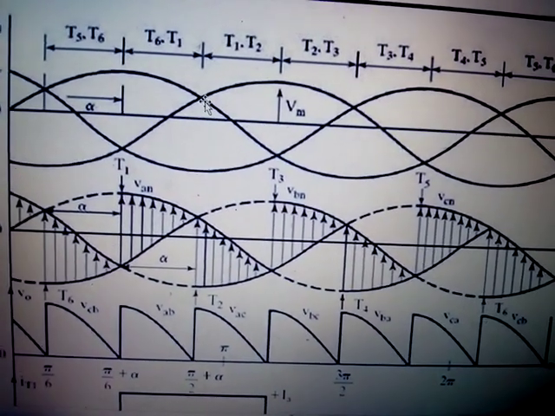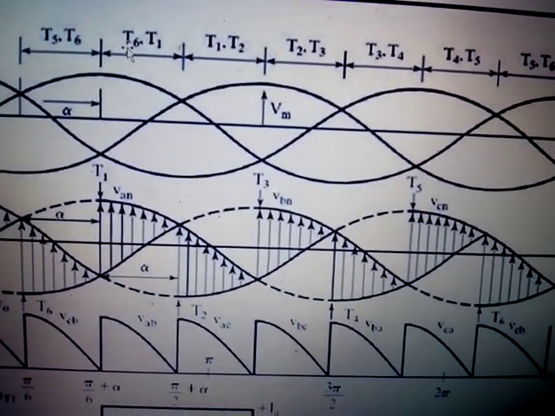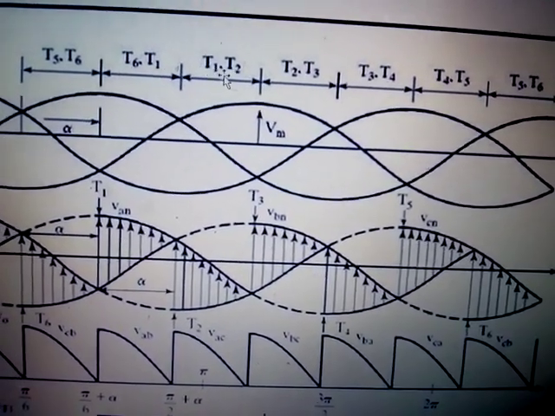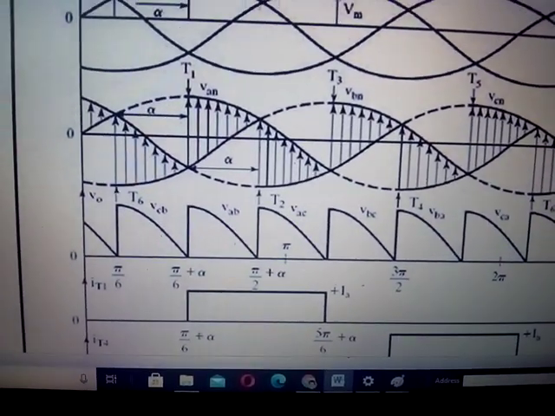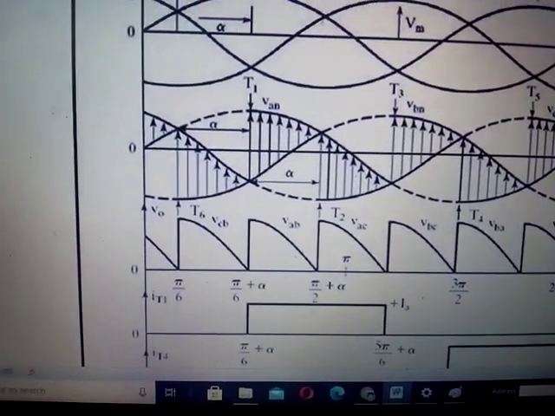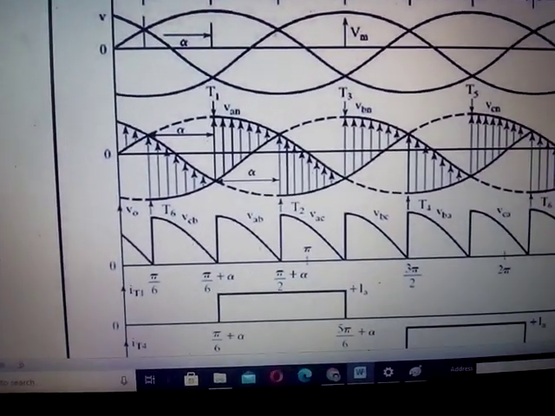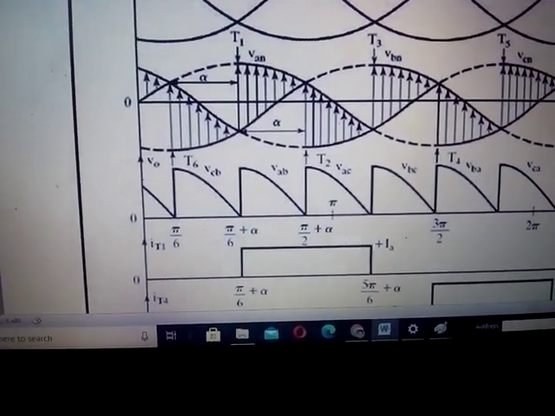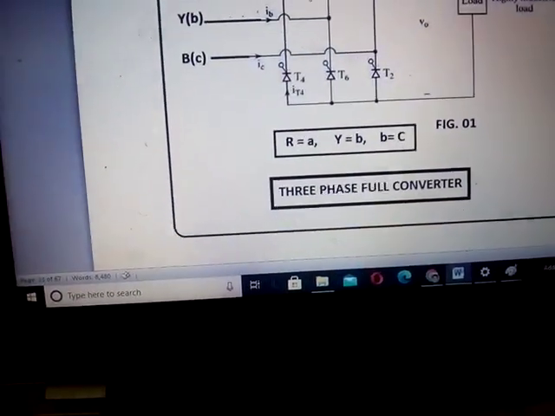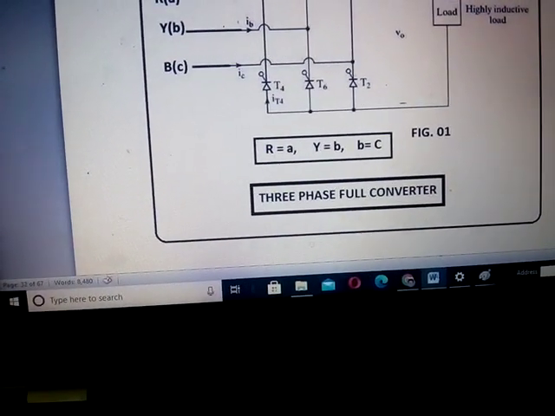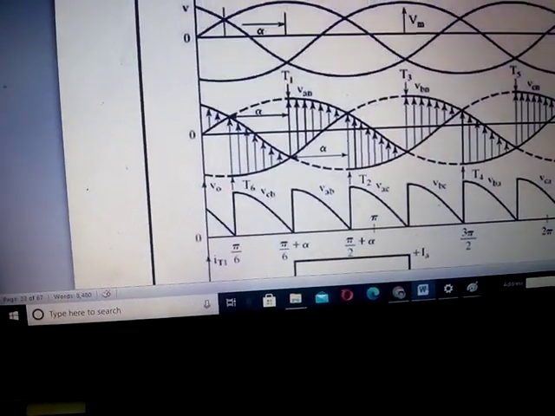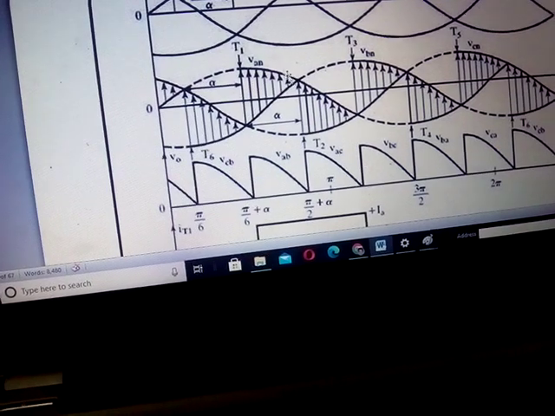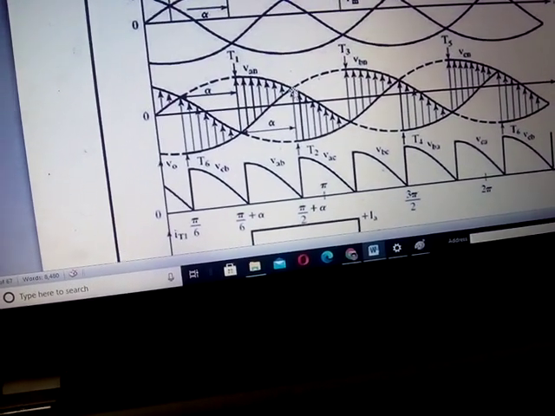At this particular point, T6 is switched off and T2 is turned on. When T2 is turned on, the firing of T2 will automatically cause natural commutation of T6. See here, T1 and T6 were conducting here. Now, after this point, you can see here.